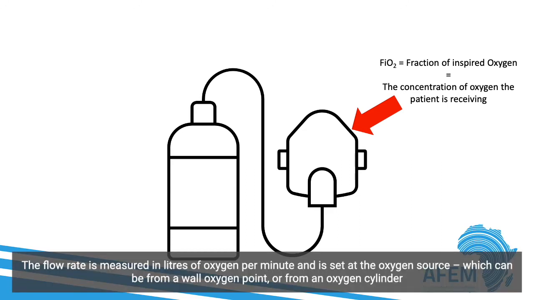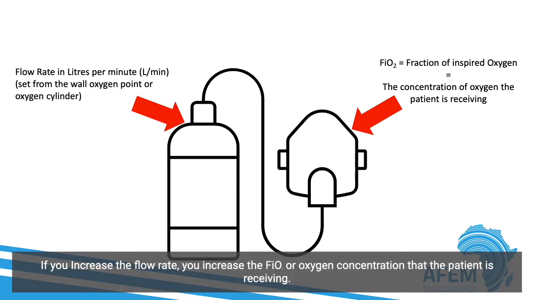The flow rate is measured in liters of oxygen per minute and is set at the oxygen source, which can be from a wall oxygen point or from an oxygen cylinder. If you increase the flow rate, you increase the FiO2 or oxygen concentration that the patient is receiving as well.